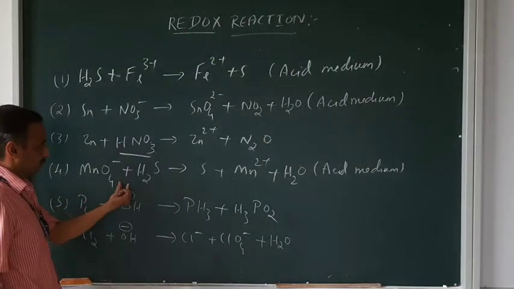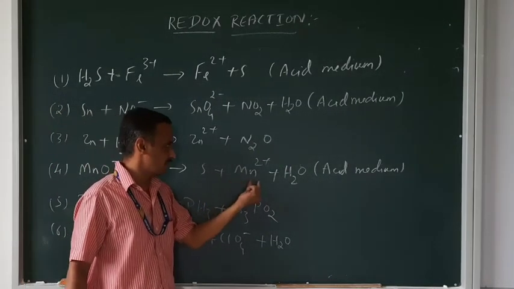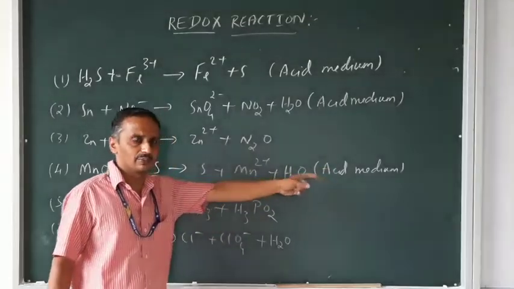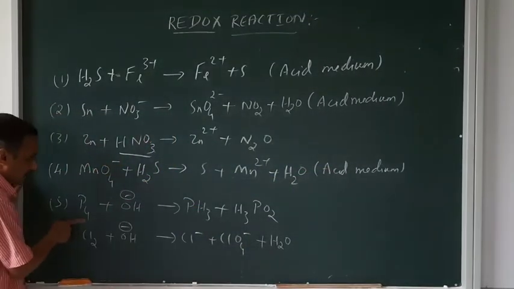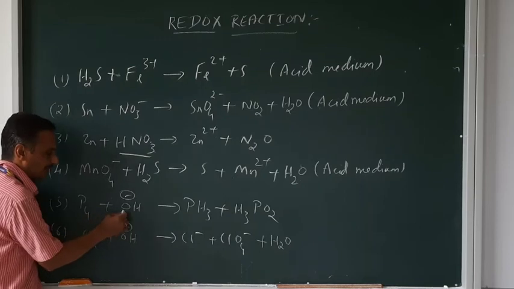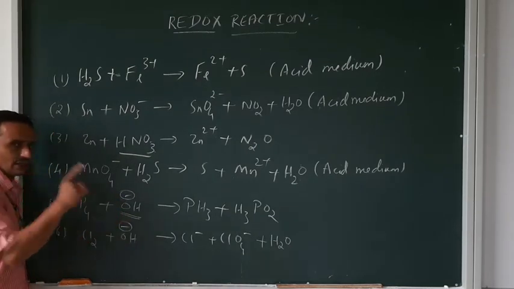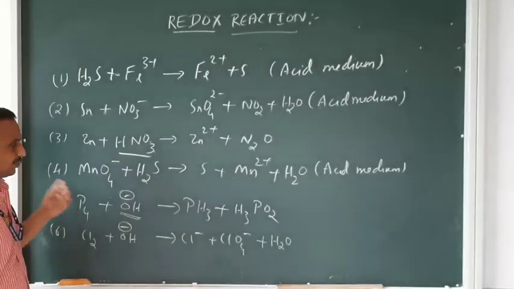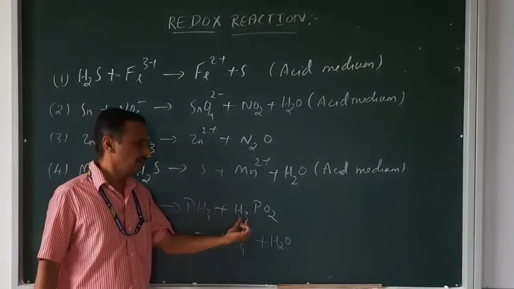MnO4- plus H2S giving sulfur plus Mn2+ plus water, which is acid medium, again they mentioned. Now you see P4 plus OH-. As the OH- is there, it should be the basic medium, giving phosphine and H3PO2.